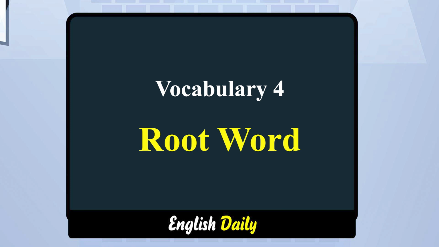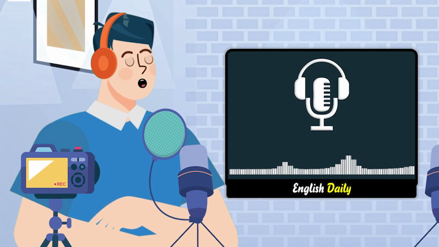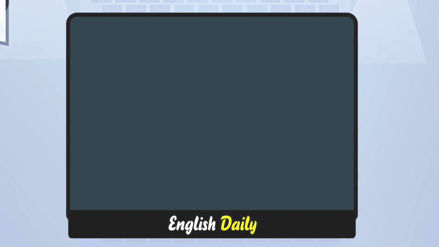Vocabulary 4. Root word. Root word refers to the base part of a word, which gives it its main meaning. For example, in happy and happiness, the root word is happy. Sentence. Understanding root words can help you expand your vocabulary quickly. It's like unlocking a puzzle.